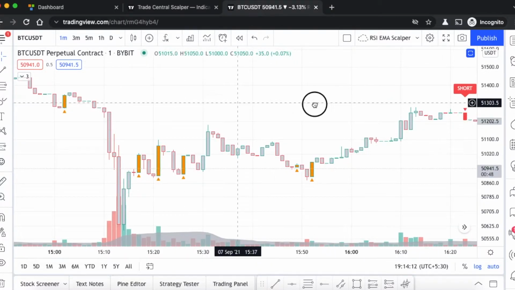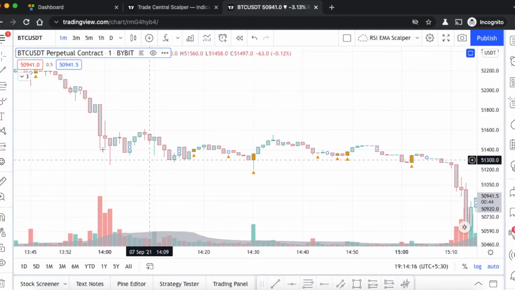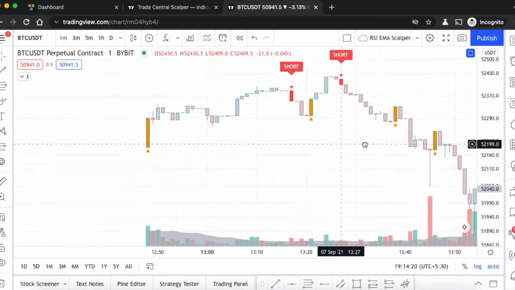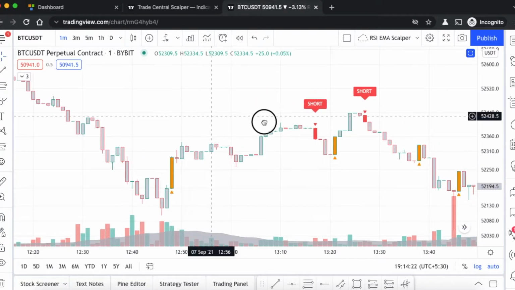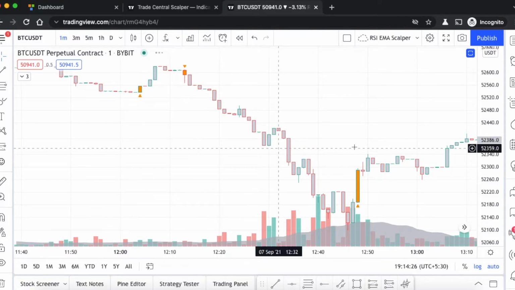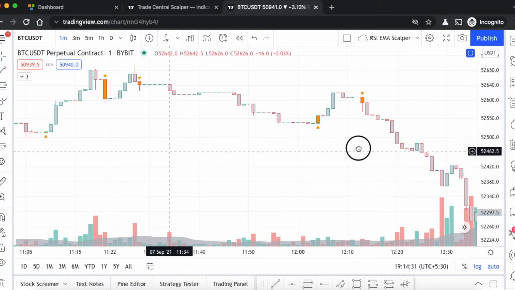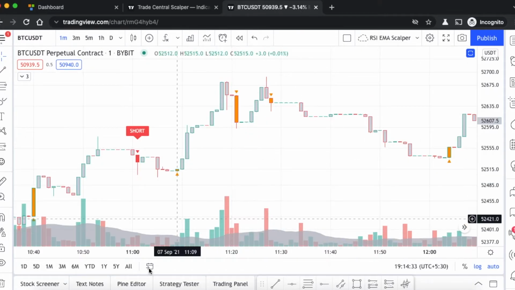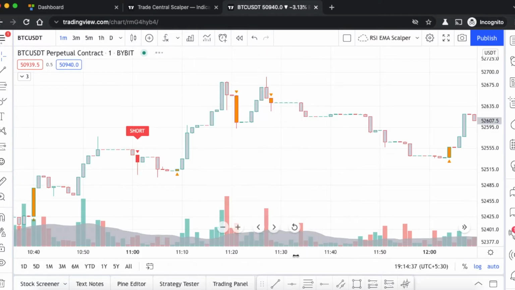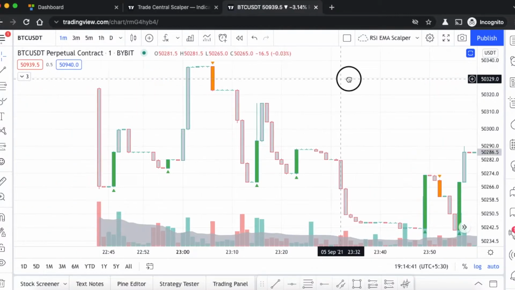So let's go and look for some long cases. For some time, I think Bitcoin today is in a downtrend, so we are only getting short signals. Okay, maybe let me go to some previous state and see. Yeah, here we have quite a few long signals.